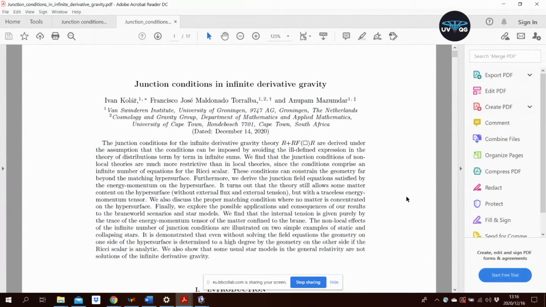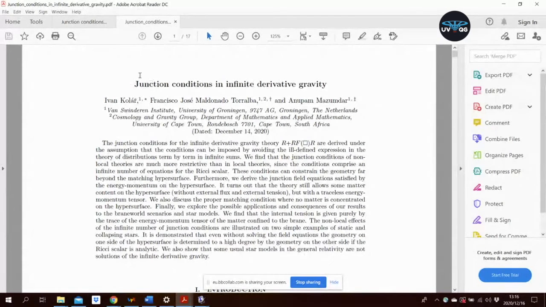Today I want to talk about work I have been doing in collaboration with some colleagues at the University of Groningen, Ivan Kolar and Anupam Mazumdar, about the junction conditions in non-local gravity. I'm going to avoid saying infinite derivatives because people tend to go away the moment I say that. But I will explain how the introduction of infinite derivatives in the action leads to non-locality.